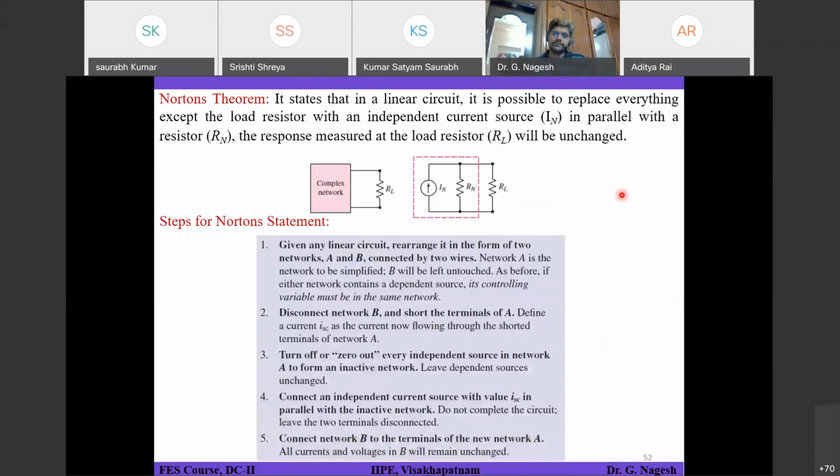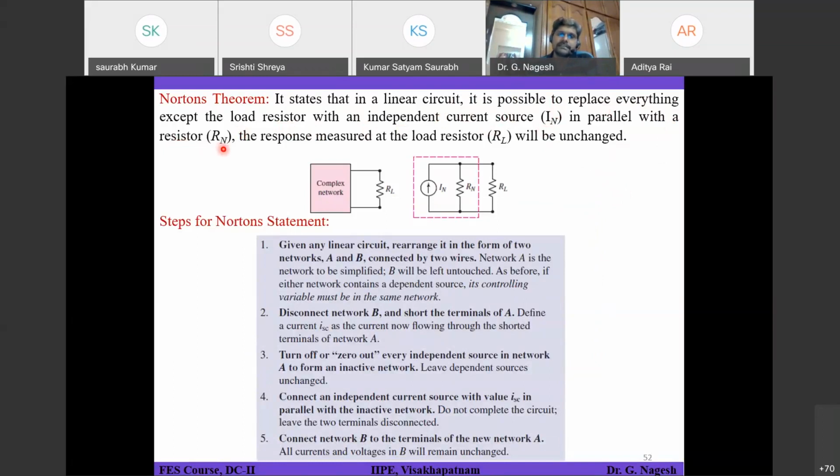Okay then. So coming to Norton's theorem, this is complementary to your Thevenin's theorem. What it says is that in a linear circuit, it is possible to replace everything except the load resistance with an independent current source in parallel with a resistance Rn.